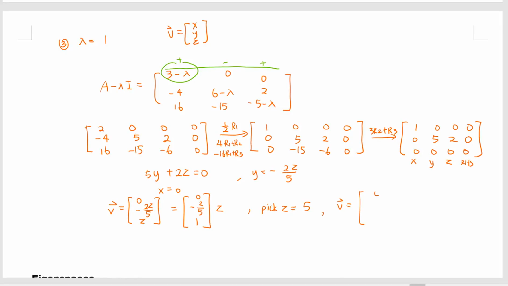Then v is 0, negative 2, and 5. So this is the eigenvector. Okay, so you can see in this problem we have 3 distinct eigenvalues, and for each of the eigenvalues we can find one eigenvector. So the total linearly independent eigenvectors we can find are 3. Okay, and because the matrix is 3 by 3, dimension 3, we expect 3 eigenvectors.